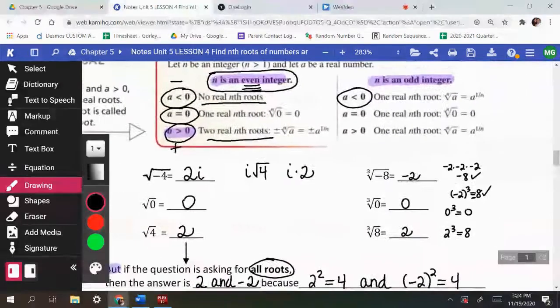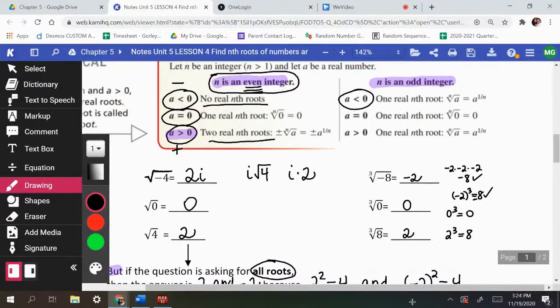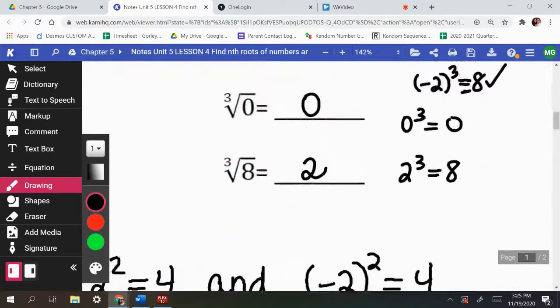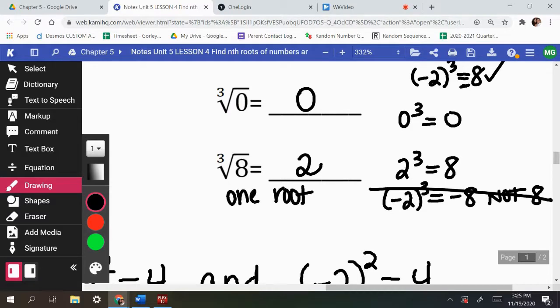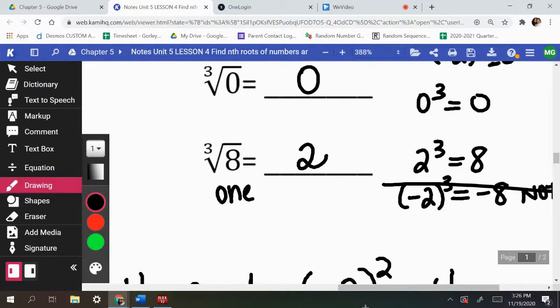Now, in this case, why would I not have two solutions? Like over here, when a was bigger than 0, I had 2 real roots. Over here, when I have an odd root, why is it that I only have 1 real root? Let's investigate that. What happens if I use -2? Like if I were to cube -2, what would I get? I would get -8, not +8, right? So I'm not going to list two solutions. There's still only going to be 1 real root. And I just went ahead and erased that so I could actually write real root.